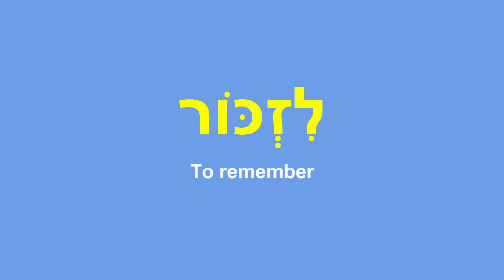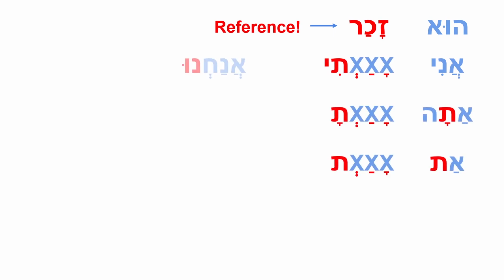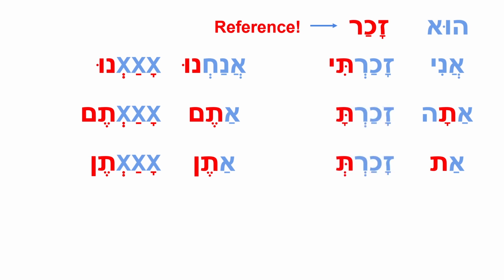Lizkor, to remember. hu zachar, it's the reference point. Ani ends with T, Ata ends with Ta, At ends with T, Anachnu ends with Nu, Atem ends with Tem, Aten ends with Ten. And we will take the reference point and put it before the suffix. hu zachar, Ani zacharti, Ata zacharta, At zachart, Anachnu zacharnu, Atem zachartem, Aten zacharten.